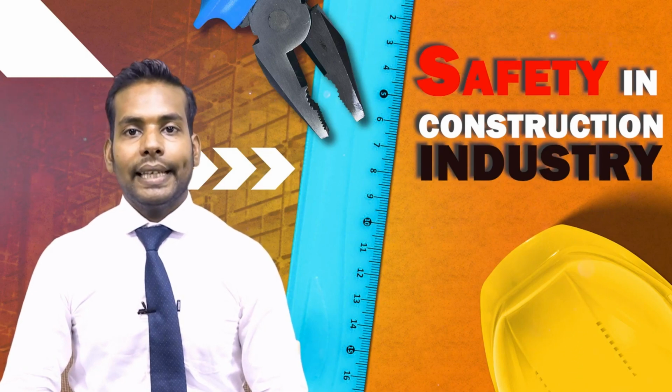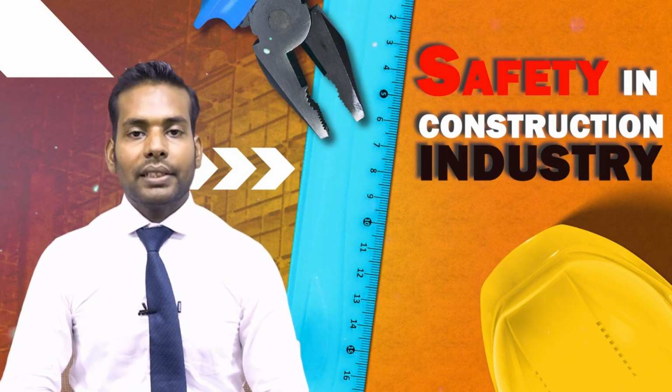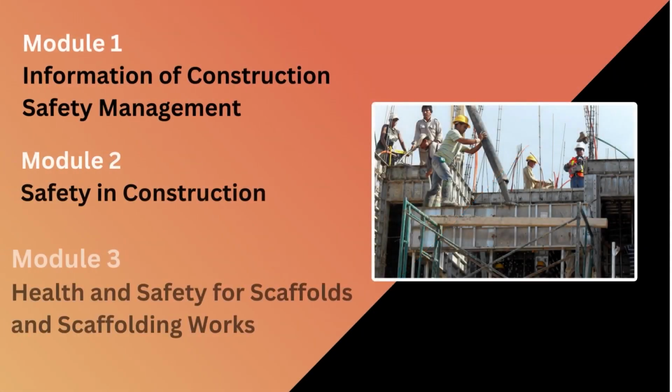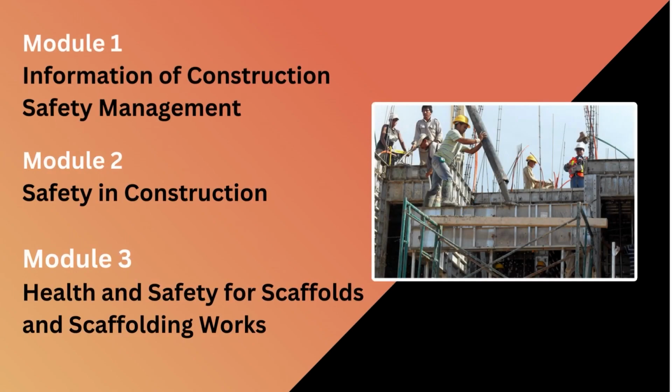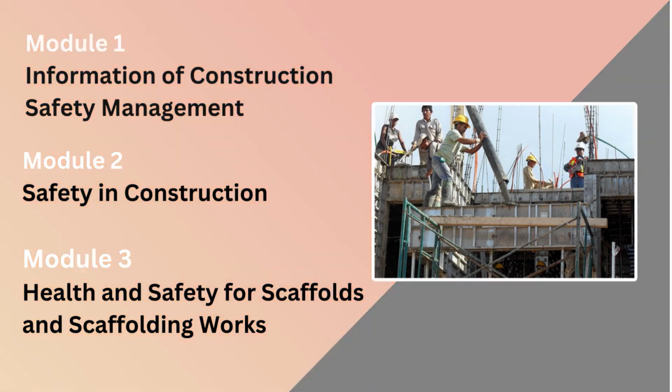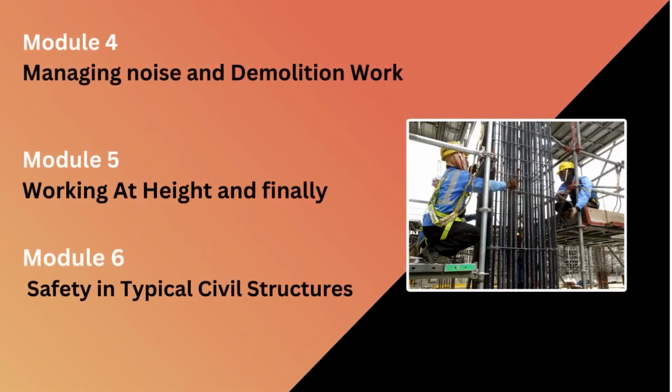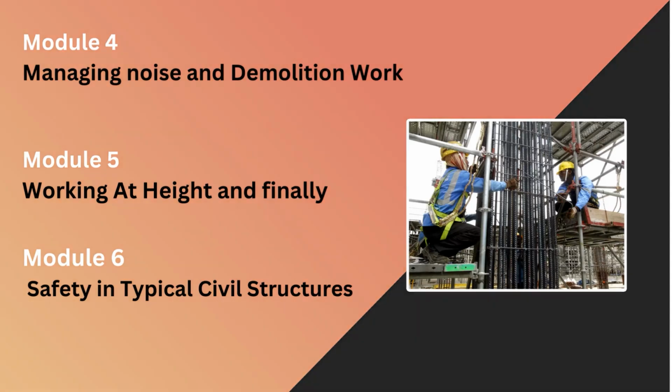So let us discuss each and every chapter one by one. Basically, the course is divided into 6 chapters, in which module 1 will provide information on construction safety management, module 2 on safety in construction, module 3 will give insight into health and safety for scaffolding and scaffolding work, module 4 will introduce managing noise and demolition work, module 5 will discuss work at height, and finally module 6 will provide information about safety in typical civil structures.